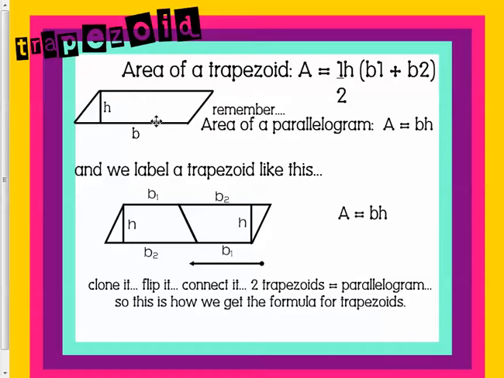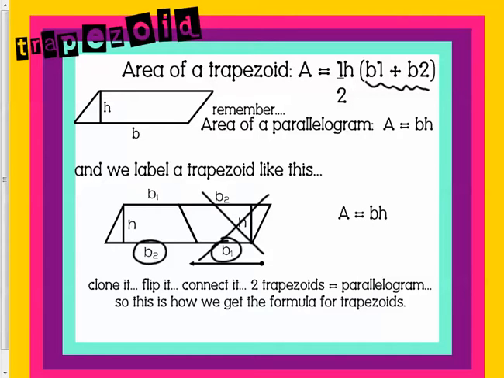Okay, because it's again a parallelogram. But notice that the base is now both the top base and the bottom base. So it's this smaller side and this longer one put together and added. That's where this comes from. The height stays the same in the whole figure, so that's why we still multiply by the height. But then, to get rid of this piece, we have to cut it in half or divide by 2. Okay, so clone it, flip it, connect it, you get two trapezoids, which equals a parallelogram. So that's how we get the formula.